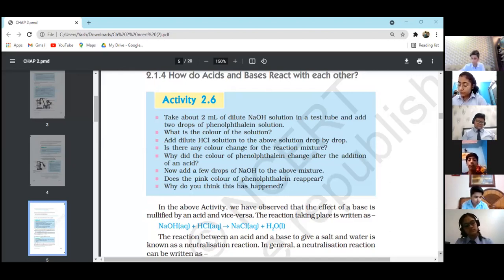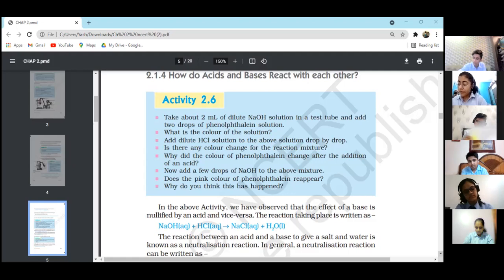What is there in the activity? We have been asked to take 2 ml of NaOH, right? And this activity is really very important, very simple, but very important. In indirect question form, this has come many times in board examination. We have been asked to take 2 ml of dilute NaOH solution in a test tube, and add a few drops of phenolphthalein solution in it.